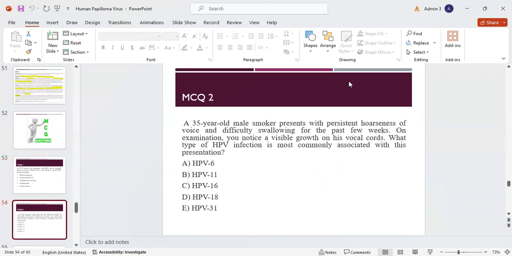A 35-year-old male smoker presents with persistent hoarseness of voice with difficulty swallowing for the past few years. On examination, you notice a visible growth on his vocal cord. What type of HPV infection is most commonly associated with this presentation? Option A, HPV 6; HPV 11; HPV 16; HPV 18; and HPV 31.